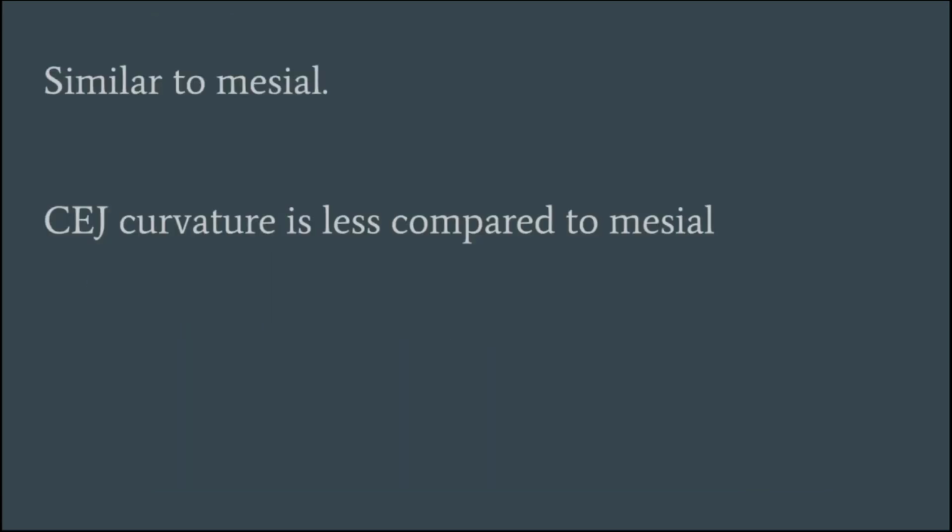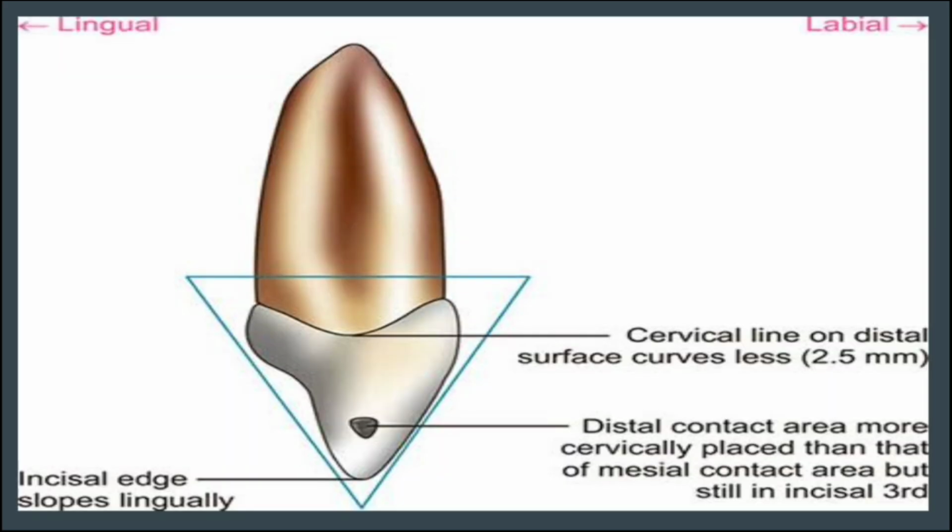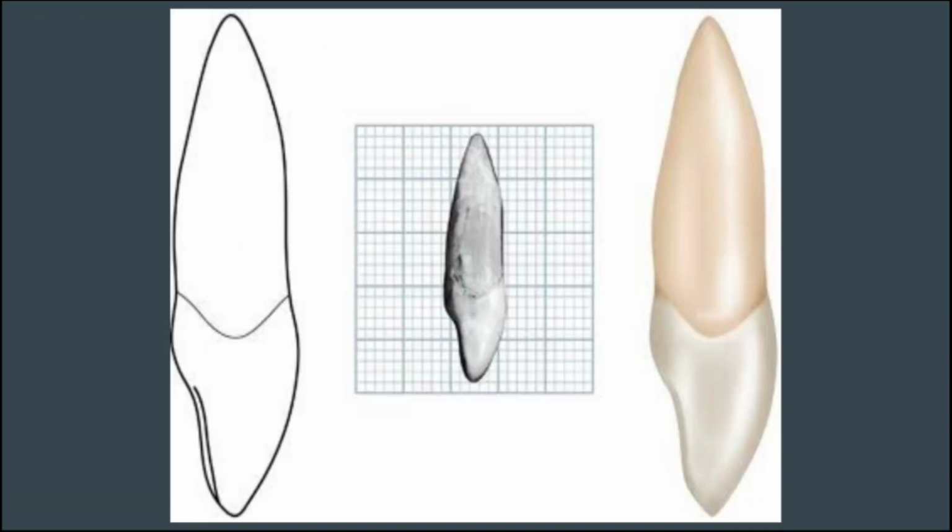Next, coming to the distal aspect, the distal side. It is mostly similar to the mesial aspect, but here the distal angle has a little bit of curvature. The CEJ curvature is less compared to mesial, only a little bit. You can see the contact area. This is how the distal side of the tooth is seen.